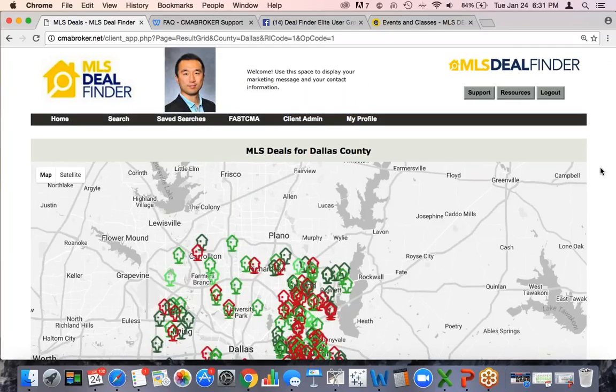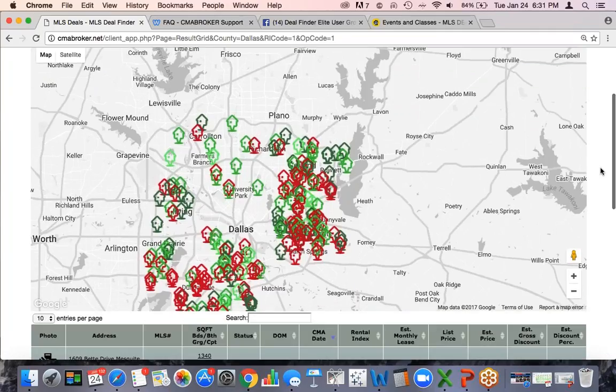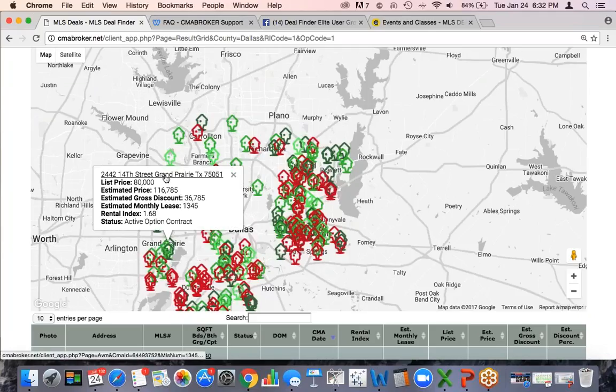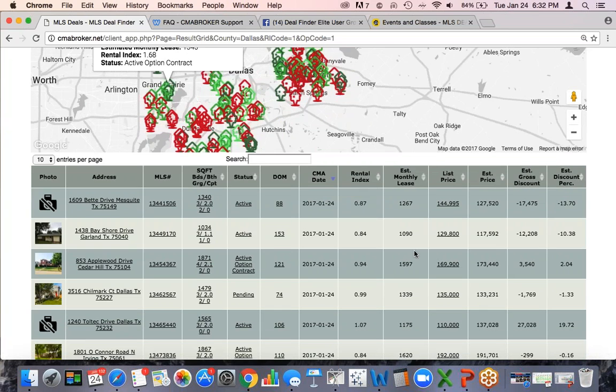So here, these are all the deals in the past 15 days in Dallas County. We got a little heat map here. All the properties we found are here, and it's color-coded. The red ones are pending, and the green ones are active. We can see all the numbers here: address, list price, how much we estimate it to be. This is a discounted property on top of also being a good rental property. Okay, rental index 1.68. That's a really, really good number, and it's already under contract, right? Active option. And down here is a list view.